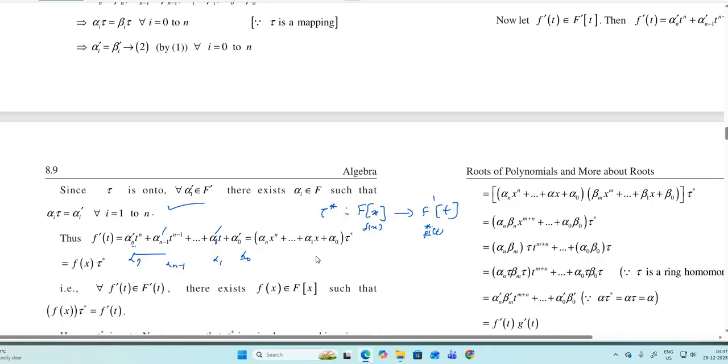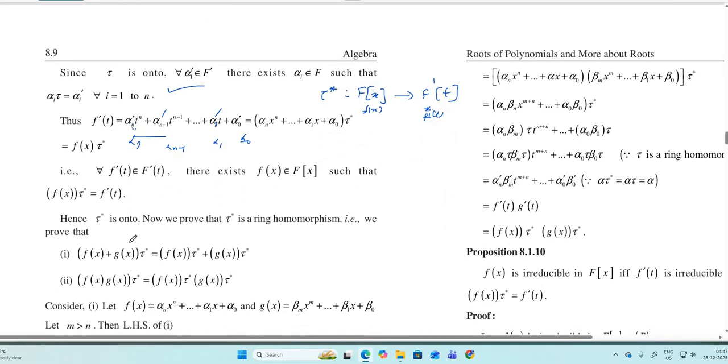So your tau star is onto, and then we have to prove that it is a homomorphism. Both of them being rings, we will establish ring homomorphism. Homomorphism means here there are two operations based on the structure only. The conditions you have for homomorphism are known to you. Here the operations are addition and multiplication of polynomials. So there are two conditions, and these two conditions are to be checked under addition and under multiplication.